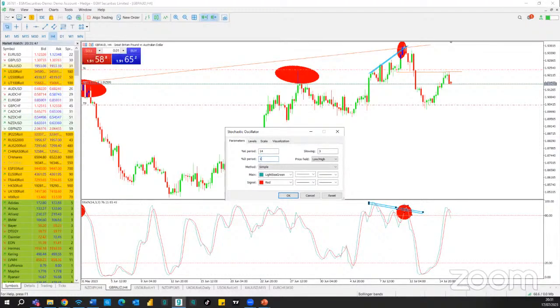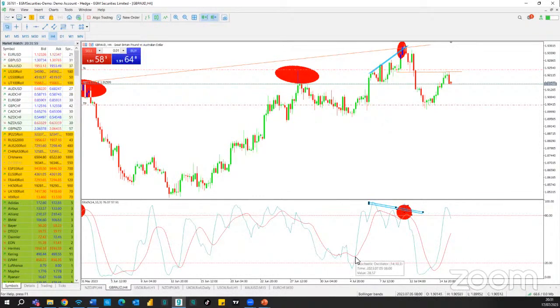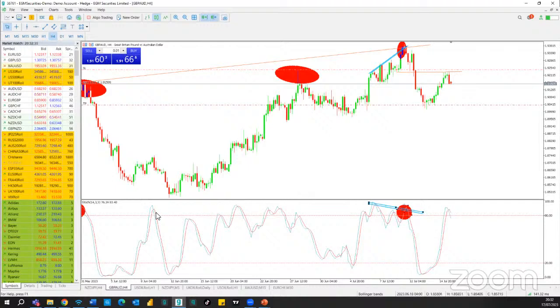I use, for example, 10 in this case. You will have your signal coming in a little bit late, right? Maybe you can have it that way, so you can get your signals with much more confirmation. But that's why I have the parameters as 14 and 3. So I've held the 14 as the default one, and then I've put the percentage D period as 3 to make it a little bit faster, right? And I'm able to get my signals much faster.